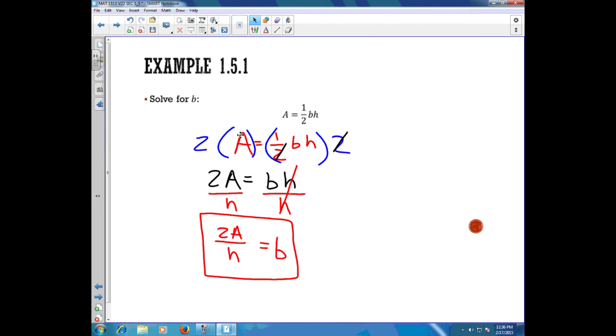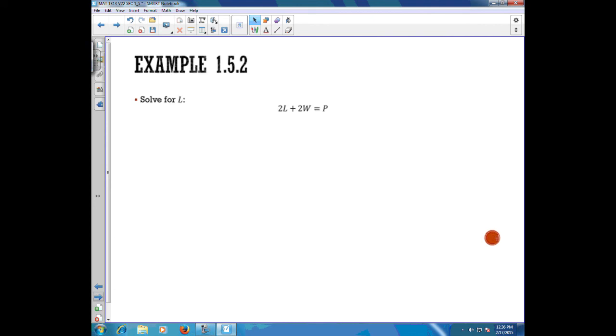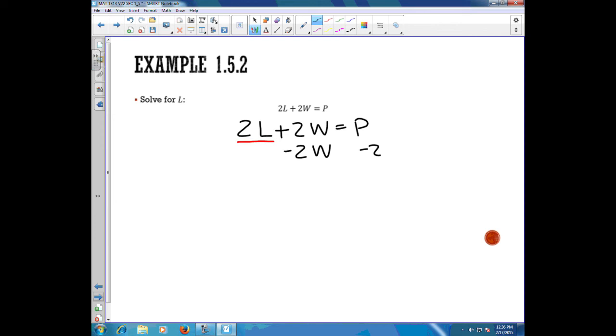So let's try this again. We'll try another example. 2L plus 2W is equal to P. We want to solve for L. We want to get L by itself. So to get L by itself, first we need to get the term with L in it by itself. So to do that, we're going to subtract 2W from both sides. 2W minus 2W is equal to 0. And we get 2L is equal to P minus 2W.